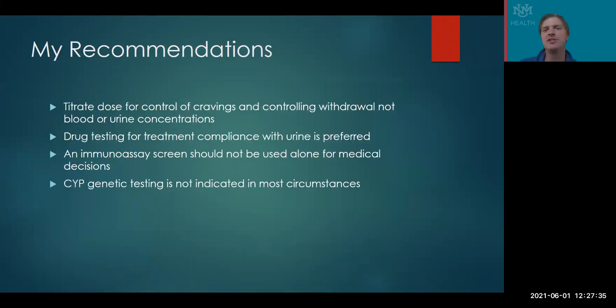So my recommendations are that while I'm aware of the potential implications of genetic variation and the testing, I generally follow the package insert. I make this easy for myself and for the patient. My goal is to treat the patient to have the cravings and the withdrawal symptoms under control. Once I do that, I'm at the right dose. If the patient is drowsy, I'll back down the dose, and we can discuss some of that. And then drug testing for treatment compliance is the direction that I prefer to go.